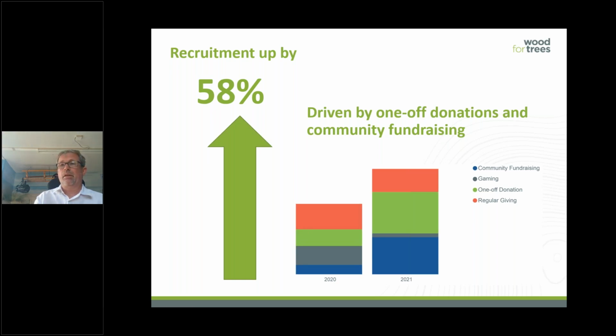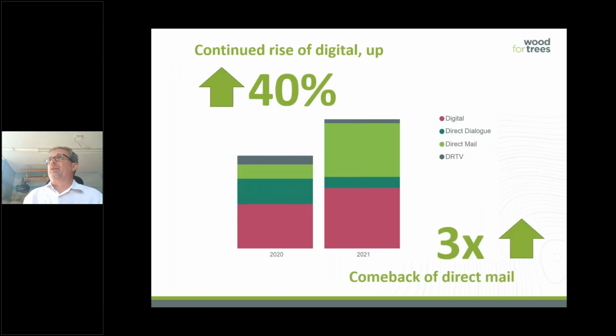From a channel perspective, as I said, it really is the continued rise of digital. So digital is up 40% in terms of recruitment of supporters on last year, and direct mail phenomenal, 3 times as high as it was. If you remember, we're comparing the first 6 months of this year compared to the first 6 months of last year, so that included Q1 pre-pandemic, when direct mail was probably not working as well as it has been over the last 12 months or so.